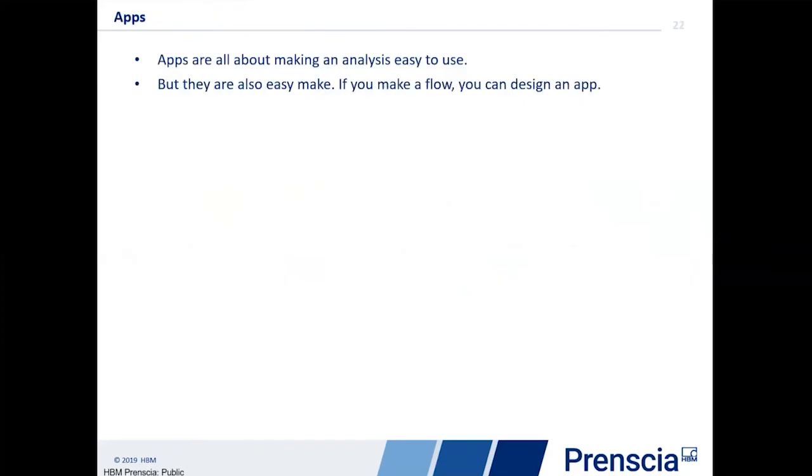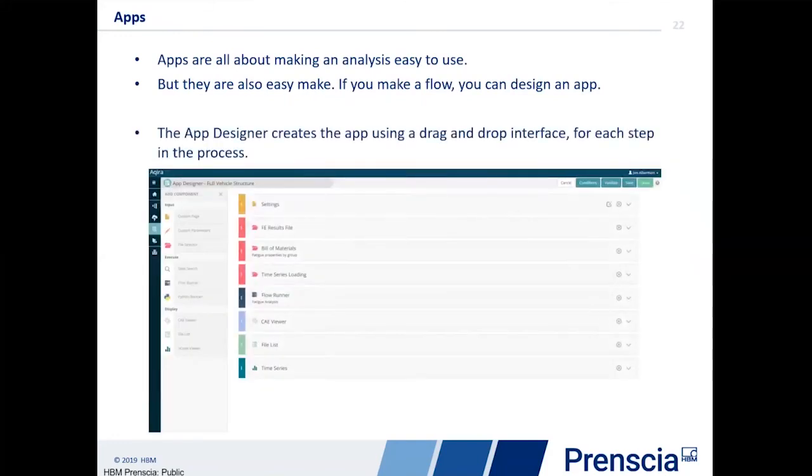So apps are all about making an analysis easy to use, but they're also easy to make. In ENCODE parlance, if you can create an analysis process in GlyphWorks or Design Life using a flow, you're going to be expert enough to be able to create an app. And the way we do that is by using what we call an app designer, which creates the app using a drag and drop interface, and it does that for each step in the process. So what you see on the screen there in terms of settings or FE results file, each one of those is a separate step in the app, moving from top to bottom through the app process.